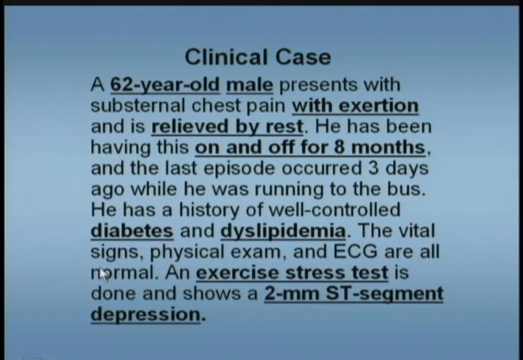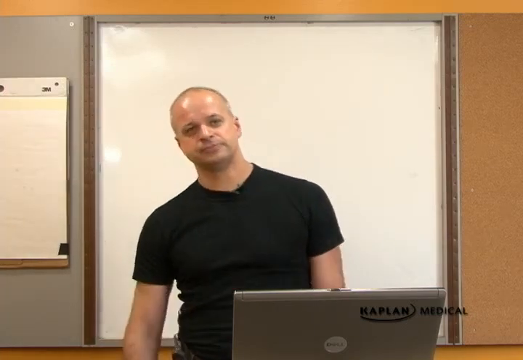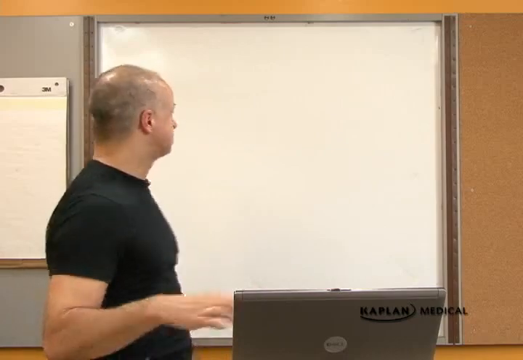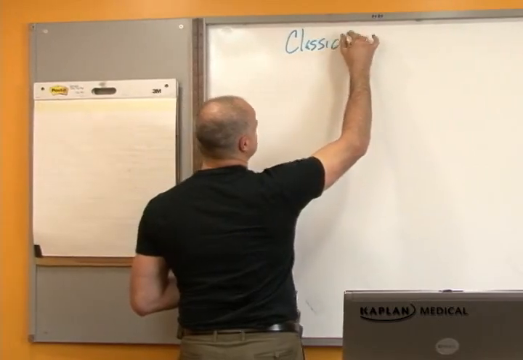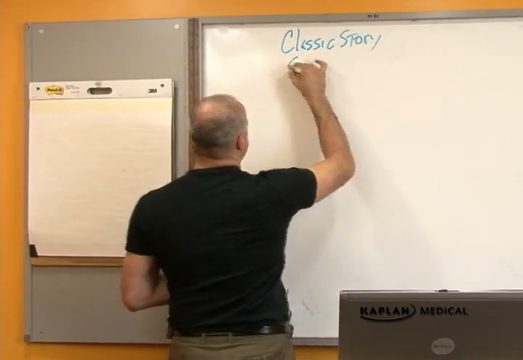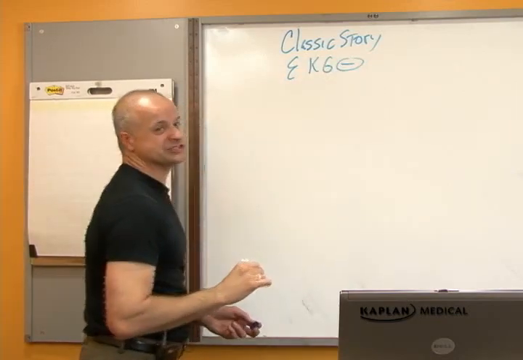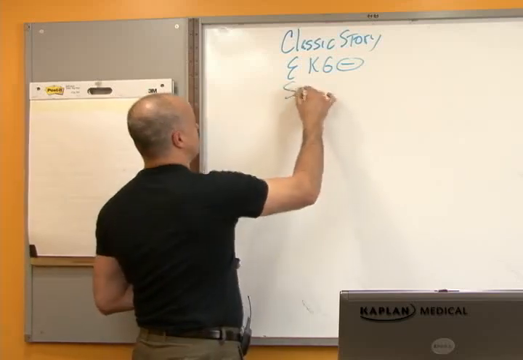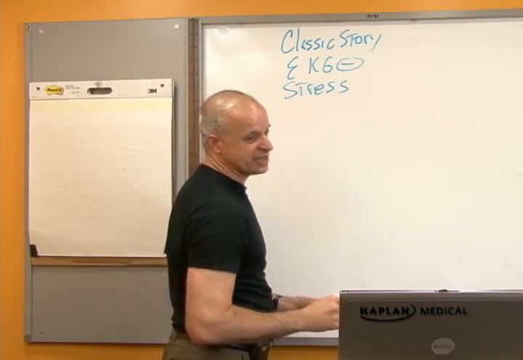You'd consider that coronary disease anyway. But with diabetes and hyperlipidemia, dyslipidemia, oh my God, he's got everything except a tattoo on his chest saying, stenosis this way. The point of this story is this guy has a classic story and a negative EKG. So what do you do when you've got a classic story and a negative EKG? You get a stress test.